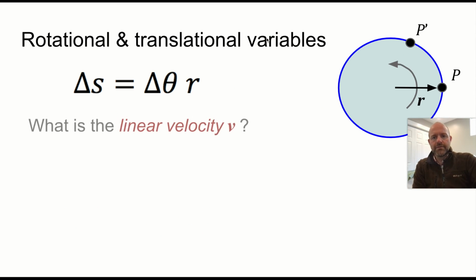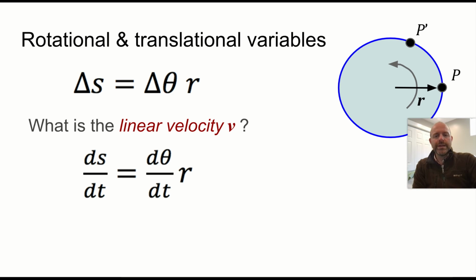We can do that for velocity. Well, we know that velocity is change in position over time. Angular velocity is change in angular position over time, right? So if we take the time derivative of both sides of this equation, or basically turn those delta s's into ds dt's, we get v, linear velocity, is equal to angular velocity times r.